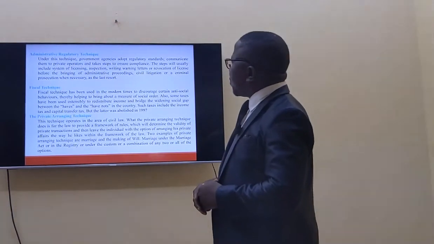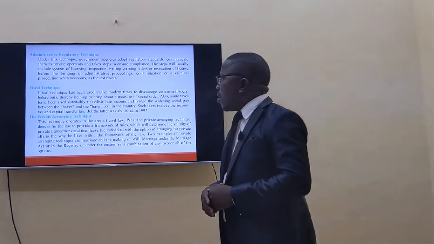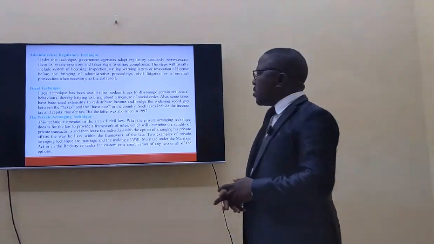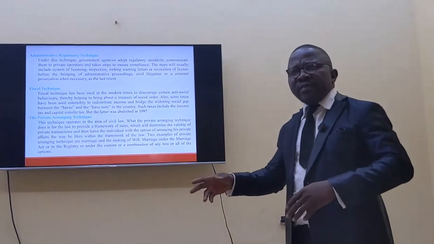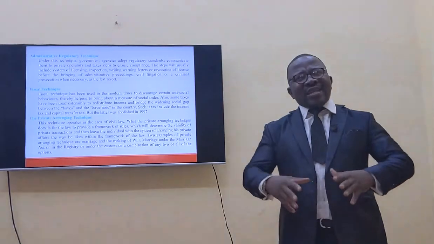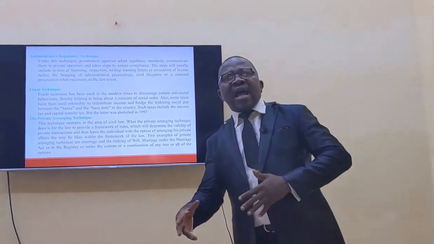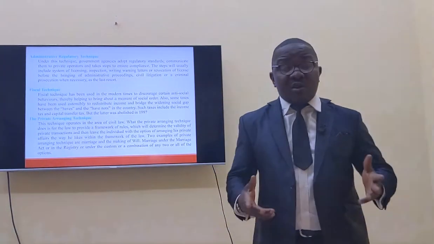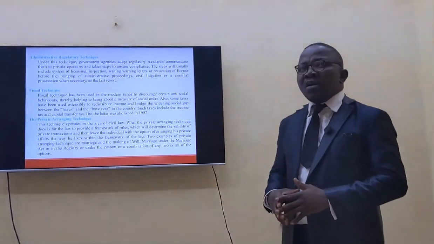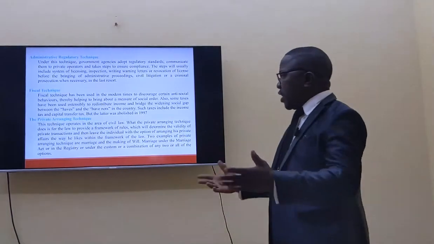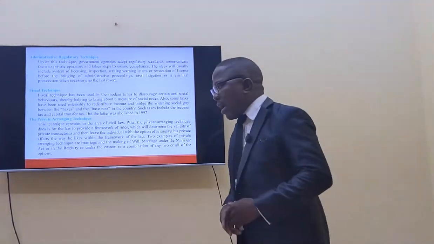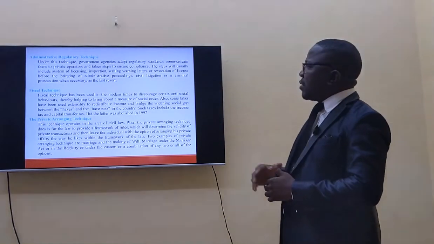The next one is the administrative regulatory technique. Under this technique, government agencies adopt regulatory standards. Now, with these techniques, there are processes and procedures that coordinate how things are run in a system, say governance. If you don't have this system backed up by law, everybody will be behaving with no coordination, people will be behaving the way they want, and at the end of the day, the whole system will crash. So it's a very, very important technique.